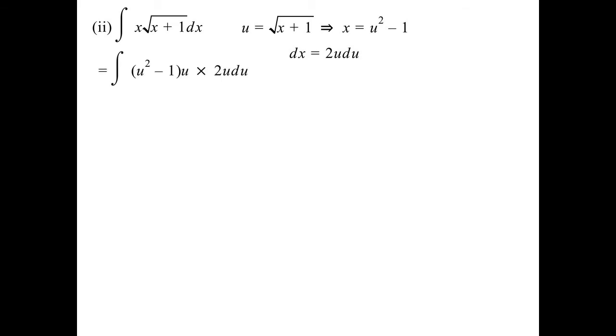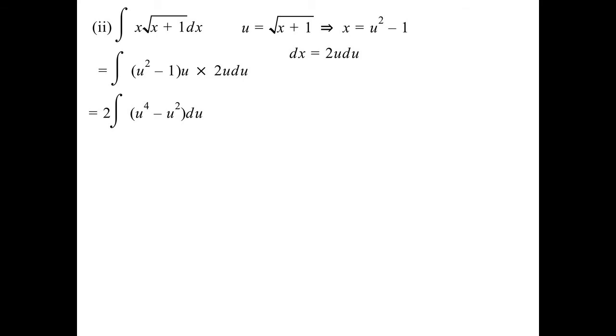Okay, x root x plus 1. Here's one where I'm going to make the substitution the whole of the square root. And so u will be the square root of x plus 1. Another way of thinking about that is x is u squared minus 1. Sometimes that makes substitution a bit easier. So dx will be 2u du. Now let's sub in. So x is u squared minus 1. The square root of x plus 1 is u. And dx is 2u du.